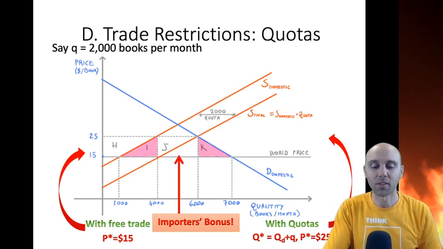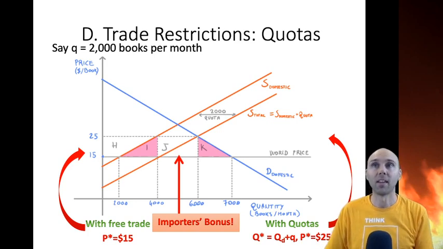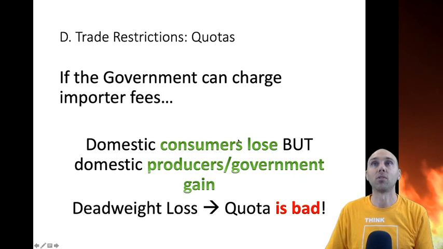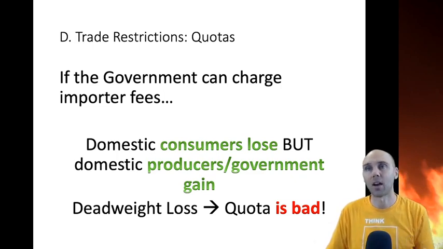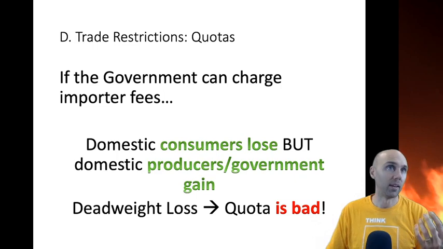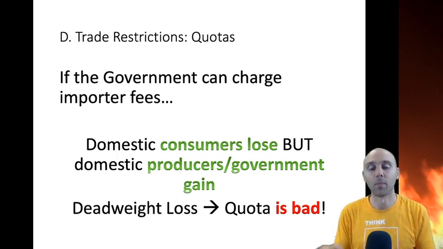Now, if governments could perfectly tax that importer bonus, then they could grab that back in terms of importer fees, and we'd end up in the same situation that we had for tariffs. Overall, however, the change to producers and consumers is the same. There's an advantage to being an importer, and there's going to be a deadweight loss. So quotas are similarly bad.